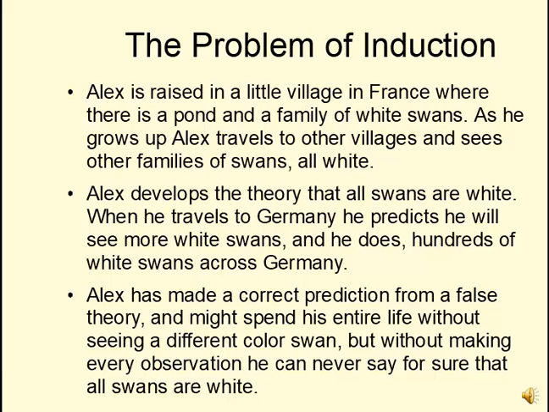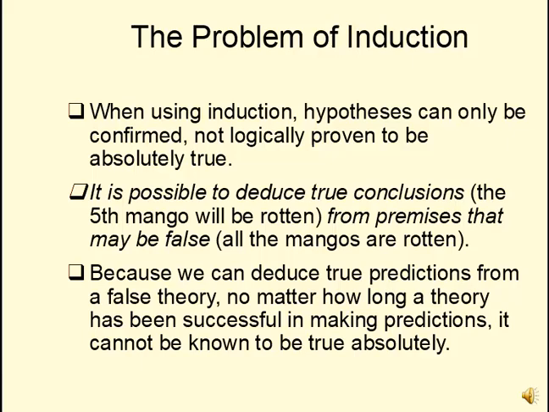No matter how many observations we make, no matter how many times the sun rises, we can never say for sure that the sun's going to rise again. We can never say for sure that all swans are white because we can never make all observations. So when science uses induction, our hypotheses can only be confirmed, but not logically proven to be absolutely true.